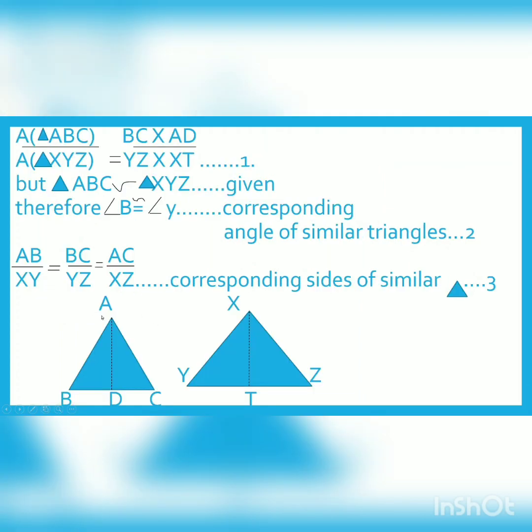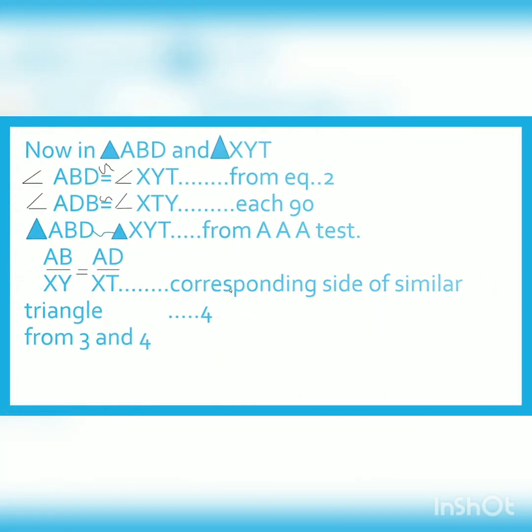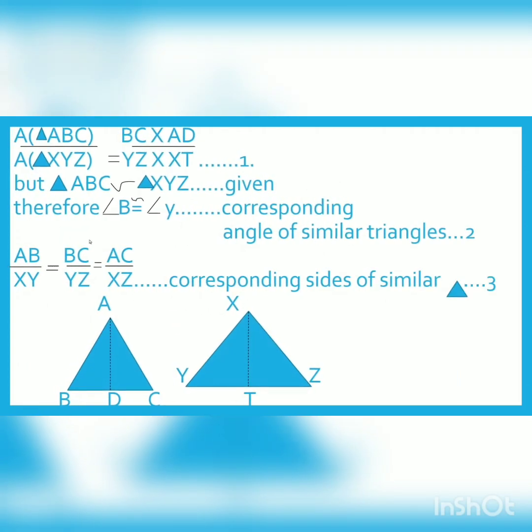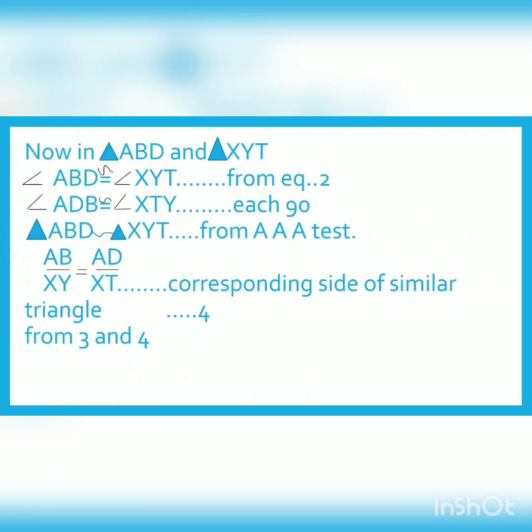Now you have to prove the theorem. First, in triangle ABC and triangle XYZ, I am taking the ratio of both triangles. So I can write here area of triangle ABC upon area of triangle XYZ. You know the property that the ratio of the areas of two triangles is equal to the ratio of their corresponding base into height.